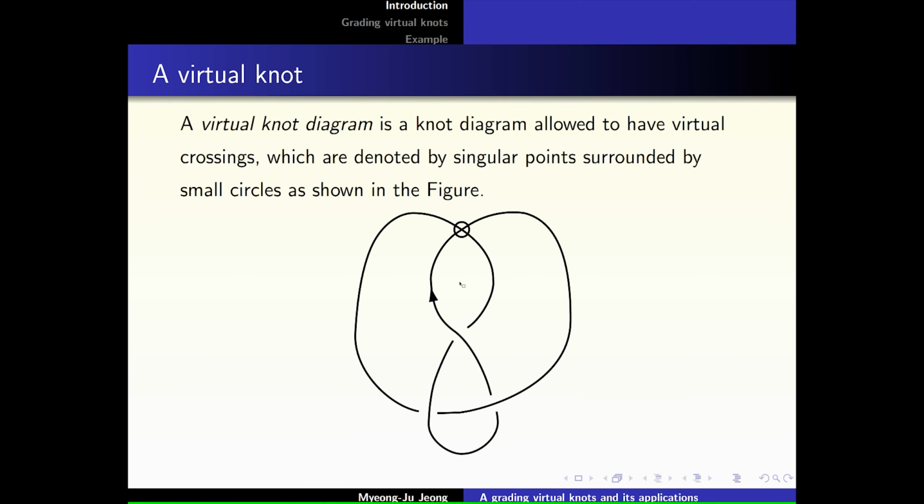Do you know what a virtual knot is? A virtual knot can be regarded as a generalization of classical knot. A virtual knot diagram is a diagram allowed to have classical crossings and virtual crossings. A virtual crossing is denoted by a double point surrounded by a small circle like this one, and so a virtual knot can have classical crossings and virtual crossings.